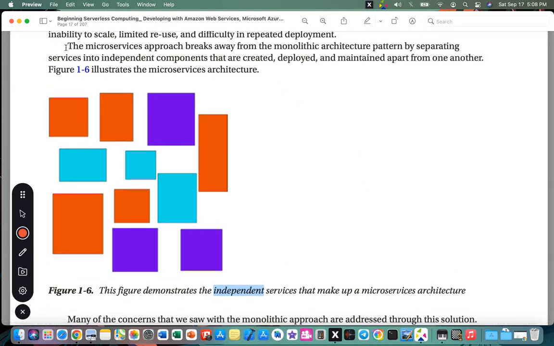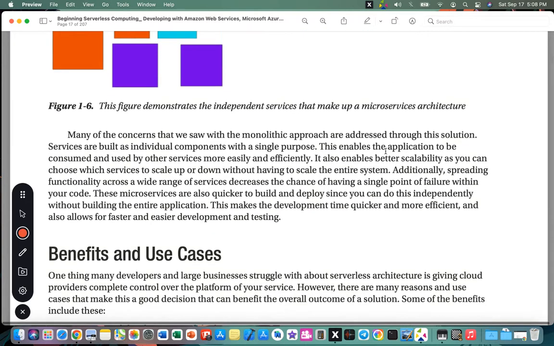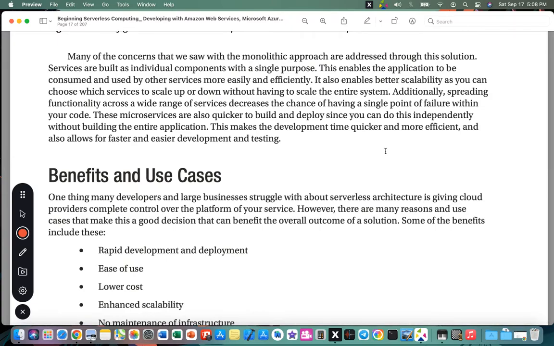The microservices approach breaks away from the monolithic approach pattern by separating services into independent components that are created, deployed, and maintained apart from one another. Many of the concerns that we saw with the monolithic approach are addressed through this solution.